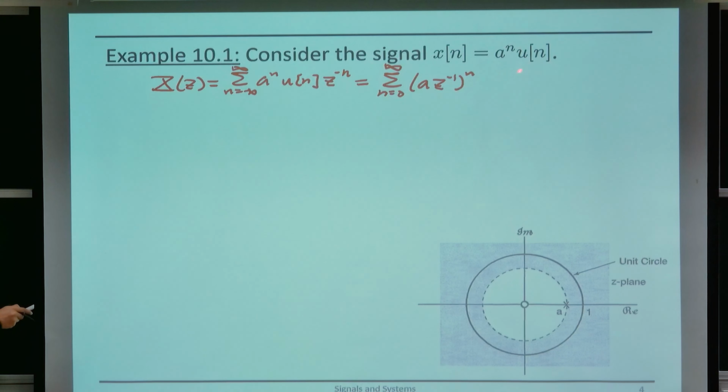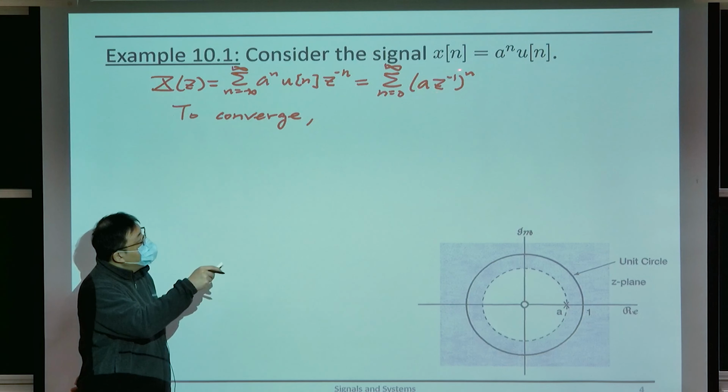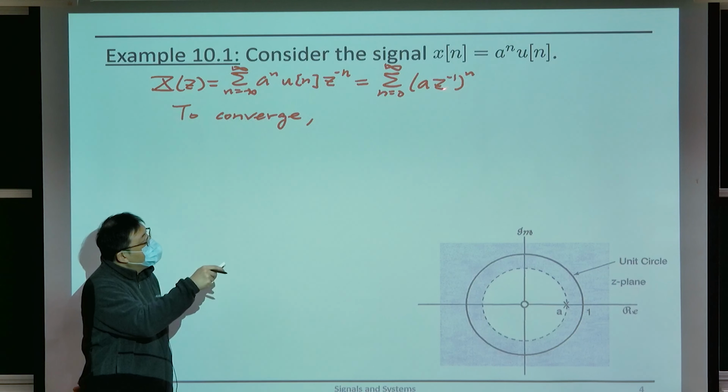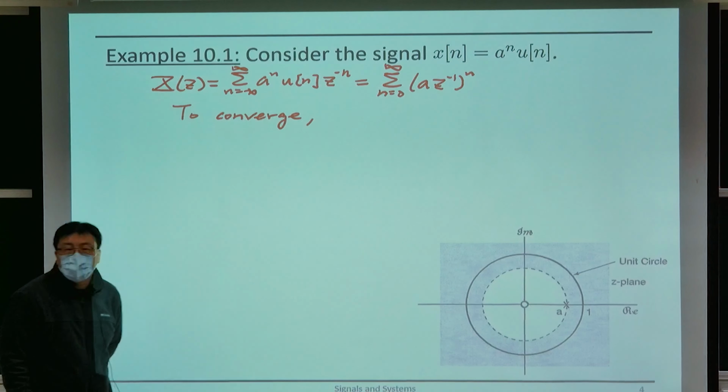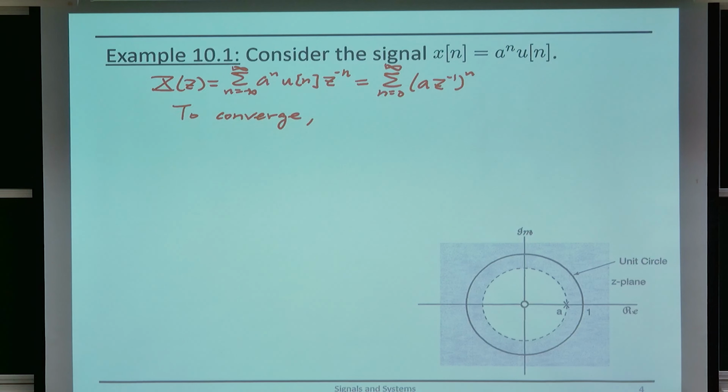Now this is the sum of a geometric series with n going to infinity. For this geometric series to converge, we need this value, a times z to the power minus 1, to have a magnitude that is less than 1. So we need the magnitude of a z to the minus 1 to be less than 1, and this corresponds to the magnitude of z greater than a.